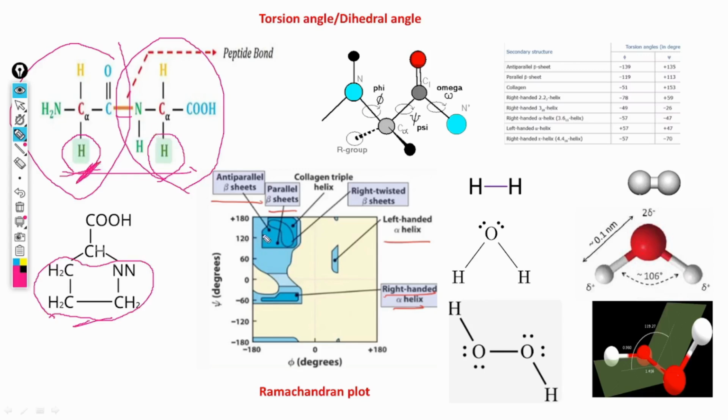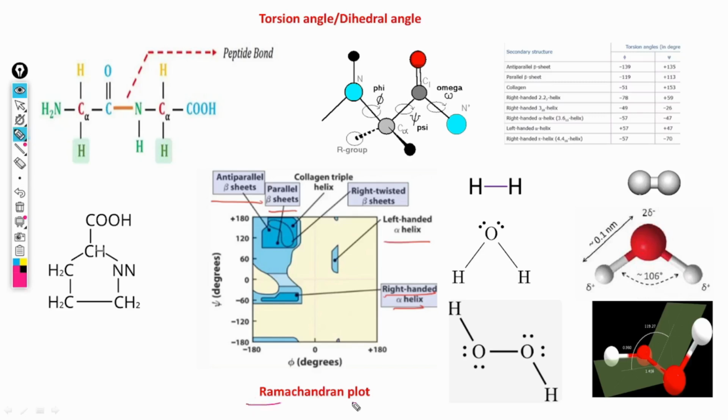For example, this anti-parallel beta sheet restricts only this area. This is the parallel beta sheet. It restricts only this area of the degree of rotation. But the exception is glycine. Glycine has the simplest R group. That's why it has a very high range of freedom of rotation. That means it can be present here, here, here, and here. So it has a very high range of freedom of rotation.